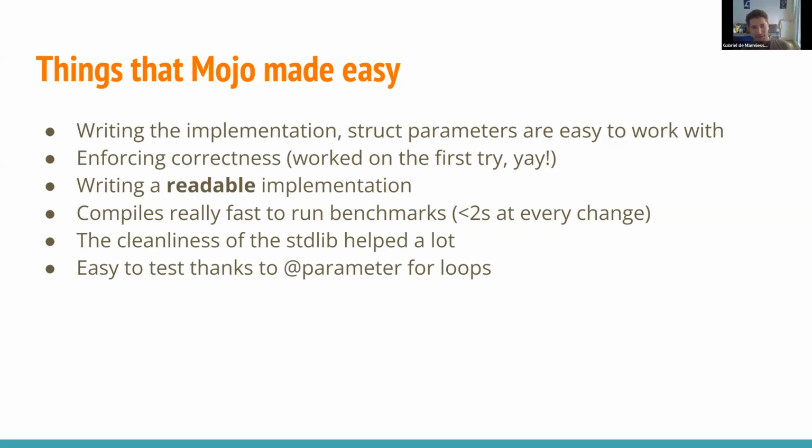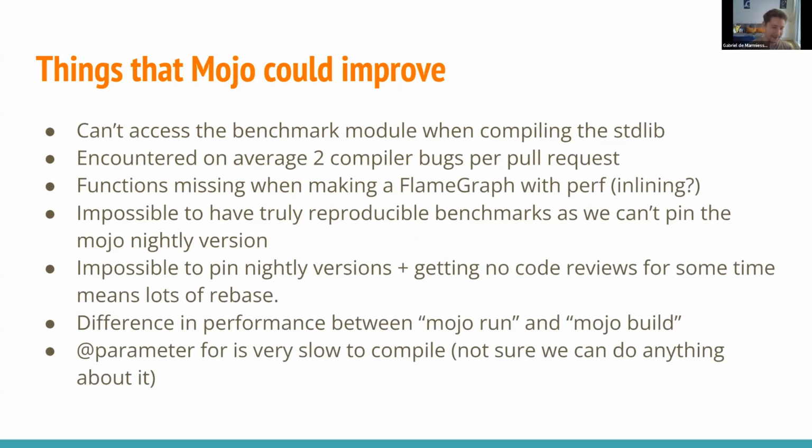So now, things that Mojo could improve, right? Let's get into it. When you compile the standard library yourself as an external contributor, you don't have access to the benchmark module. That makes things hard because you have to write all the benchmarking code yourself. Then we get a lot of compile bugs. The standard library team helped a lot with this, but the amount of workaround that we have to find is mind-boggling.